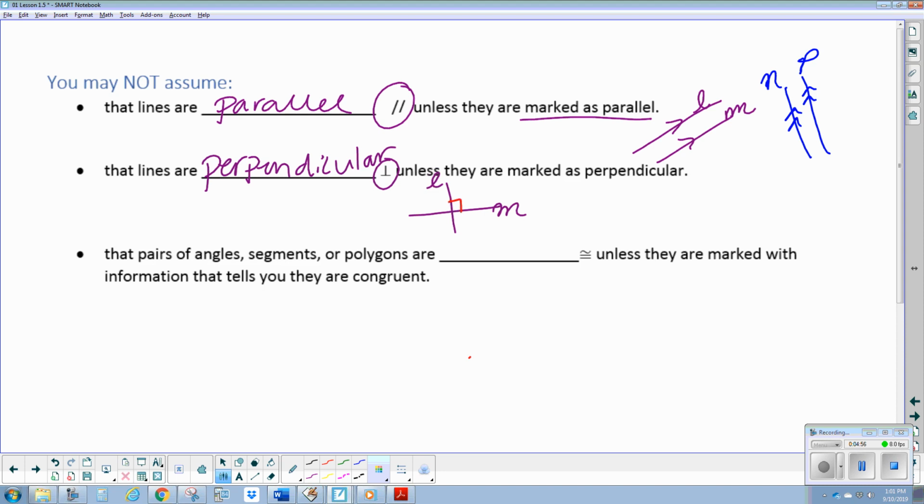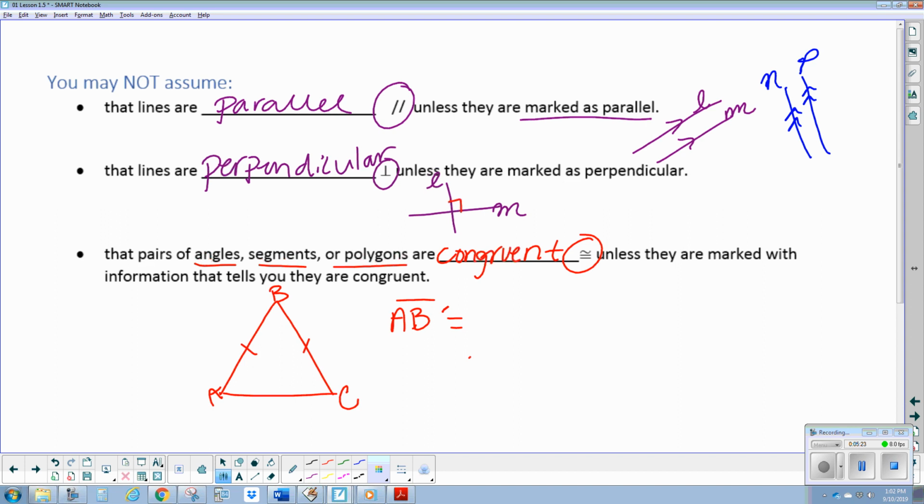cannot assume is that pairs of angles, segments, or polygons are congruent, and there's the symbol for congruent, unless they are marked with information that tells you that they're congruent. So let's just look at triangle ABC here. Based on the given information, we can conclude that AB is congruent to BC because we have the markings that tell us that.